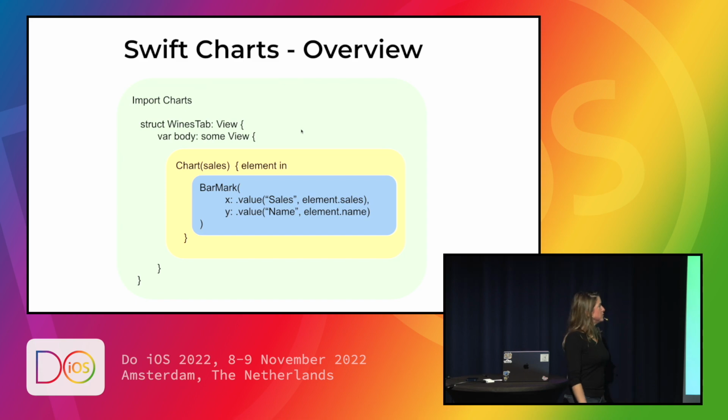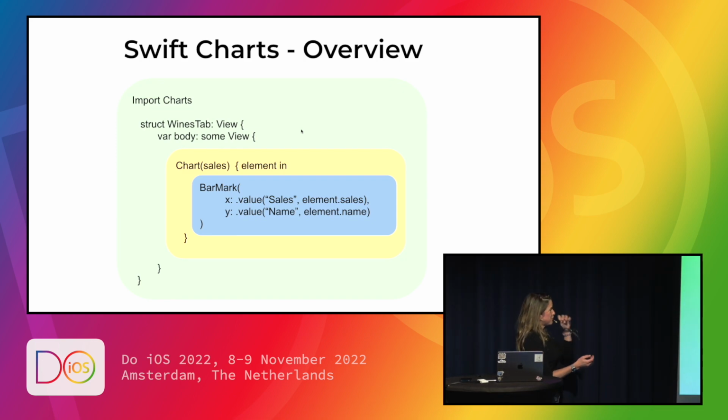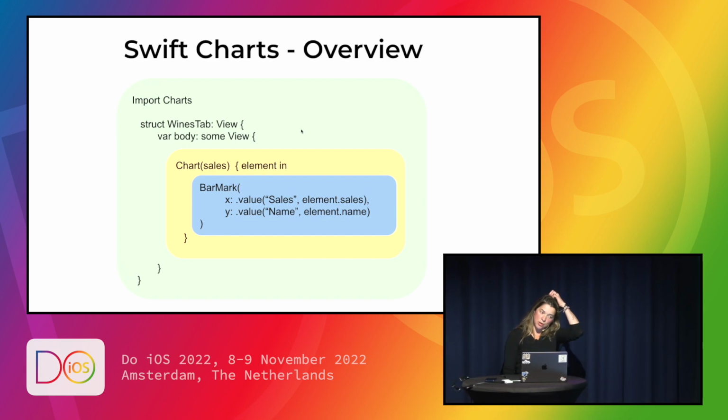For those who do not know SwiftUI yet, I'm not sure there is someone here in the world who does not know SwiftUI, it's like a Russian doll. As always, you import Charts, so you've got a struct, it's a view, and you've got a body, and inside this body you just have to call Chart. After that there are different ways of implementing the data, but the basic one is to put just after Chart the data and iterate with an element. And then in the blue part, you have the different marks. In this case, it's BarMark, and it shows the data through coordinates.